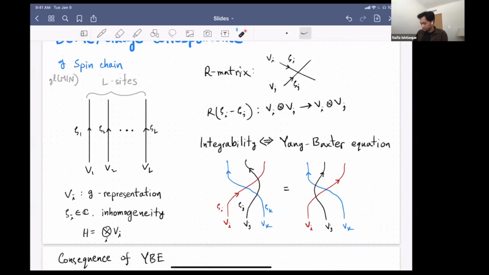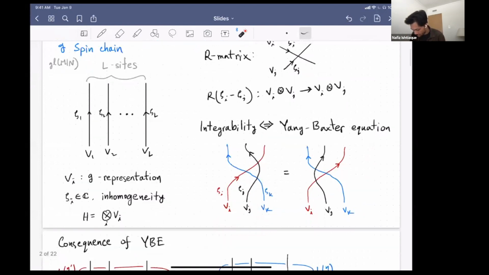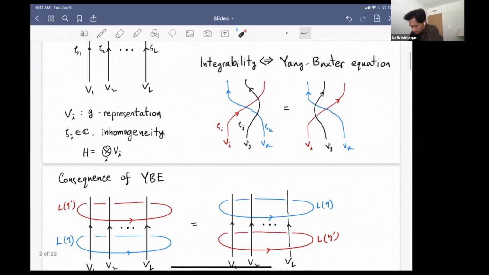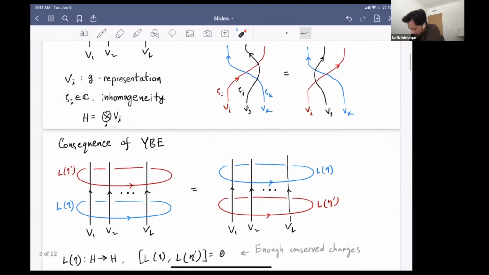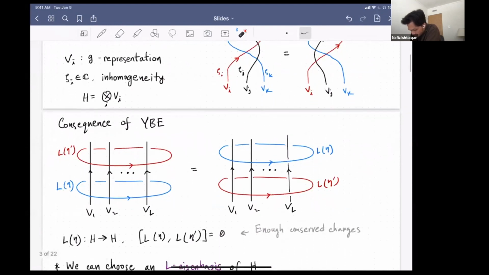which says that if we take any three spin sites, then it doesn't really matter in which order we cross them. That is, we can smoothly move a line across an intersection. And the map that this picture corresponds to, a map from the tensor product of these representations to the same tensor product, is the same map. Now, a consequence of this Yang-Baxter equation is the following.